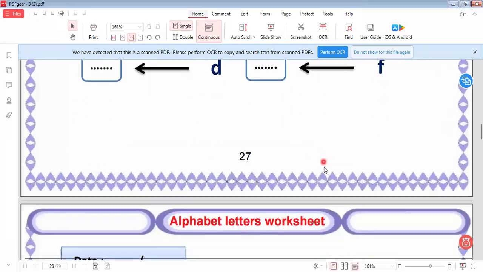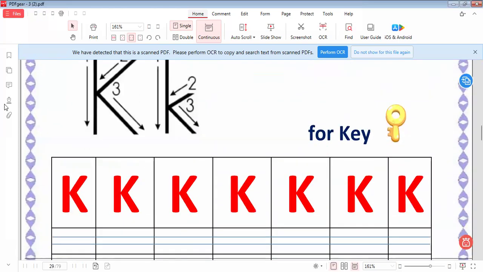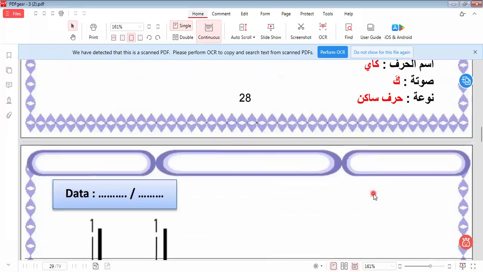Okay, I answered this before, so I go to letter K today. So here we have capital K and small k. K for what? K for key. Let's go to capital L and small l. So today we'll stop on letter M, okay?